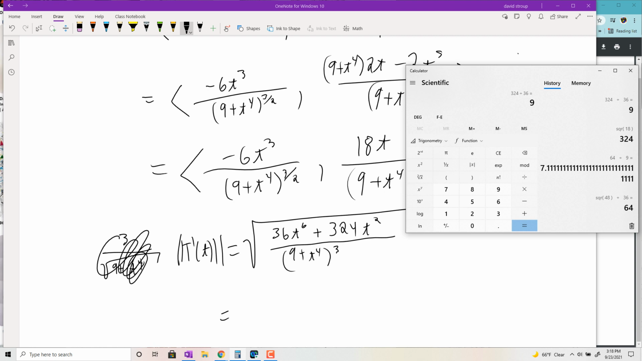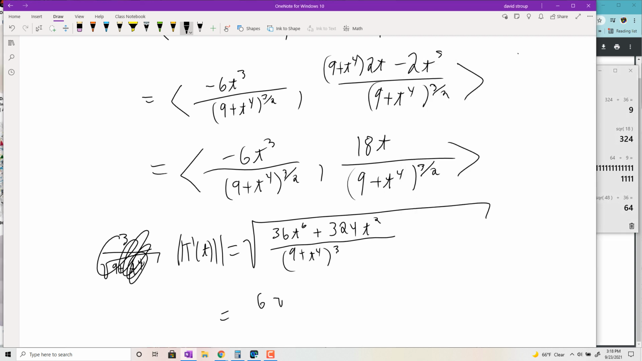So this will be 6 times the square root of, and you can factor out a t squared as well, so that would just give you a t. Then this will be t to the 4th plus 9, which will nicely cancel with 9 plus t to the 4th cubed, and should be 6t all over 9 plus t to the 4th, believe it or not.